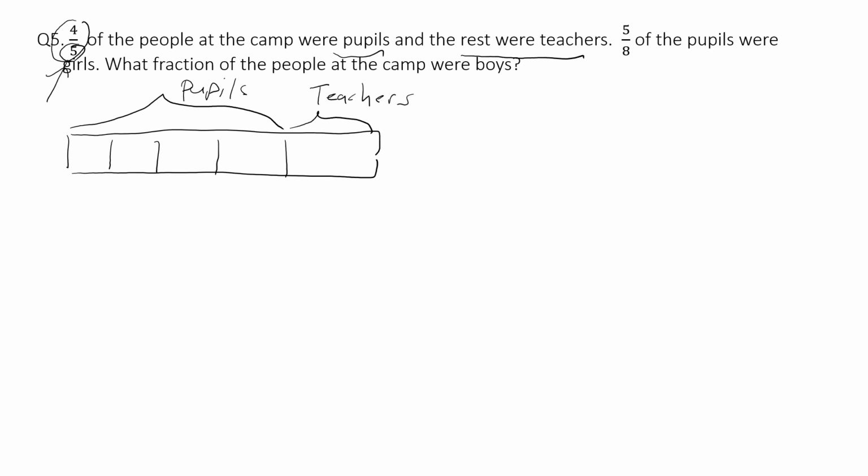Okay, let's continue. And then this mentioned that 5 out of 8 of the pupils were girls. 5 out of 8 of the pupils were girls. So what should I do? If you look at the model of the pupils, there are total 1, 2, 3, 4 units. But now they say 5 out of 8. How to from 4 become 8? So what should I do? Think about this. How to from 4 become 8?